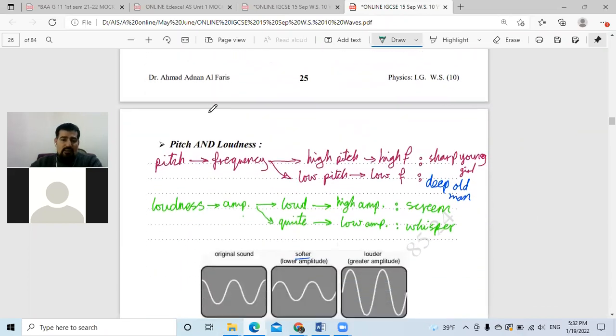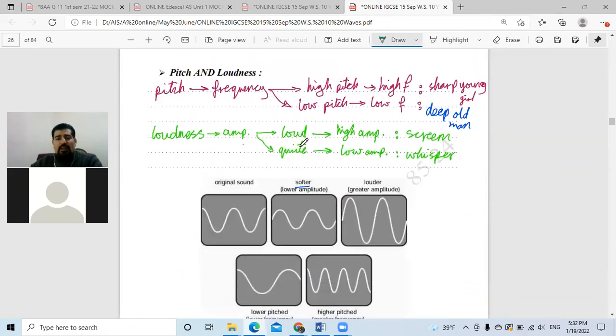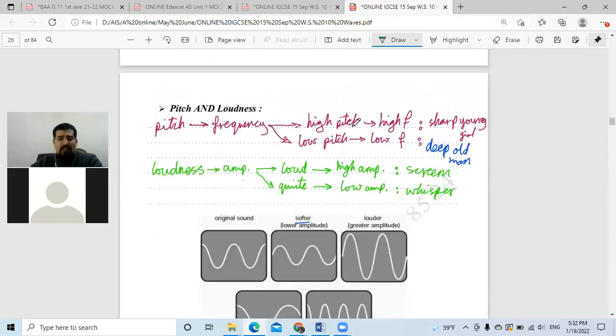Then we said that we have something called pitch and loudness. The pitch is the frequency and the loudness is the amplitude. We can change the pitch of the sound by changing the frequency, that means if it's sharp or deep, high tone or low tone. The same thing for loudness, if it's quiet or loud, by changing the amplitude.